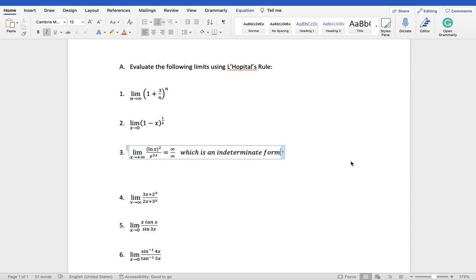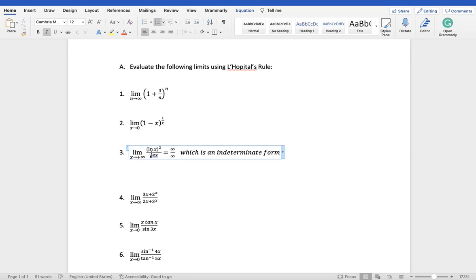Now that you see that you got the indeterminate form infinity over infinity, you can apply L'Hopital's rule, because remember, L'Hopital's rule only applies to indeterminate forms of the type infinity over infinity or 0 over 0, right? And in our case here, we have infinity over infinity.